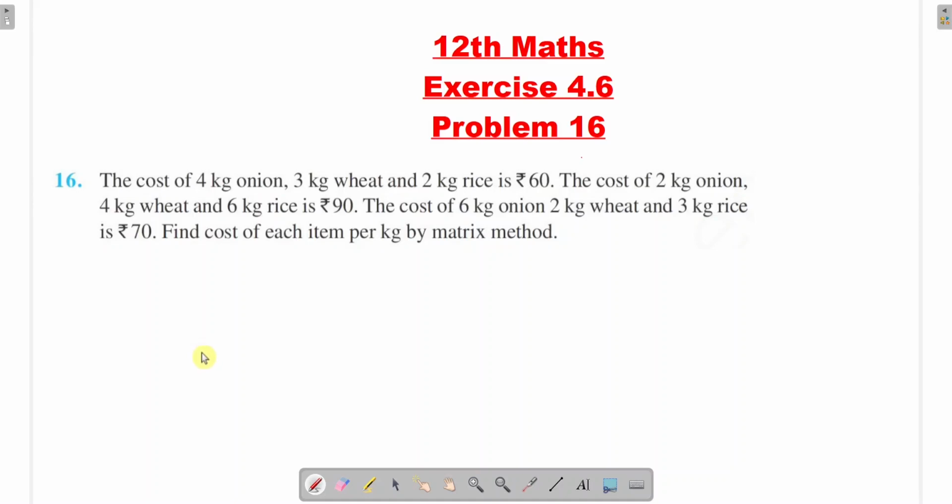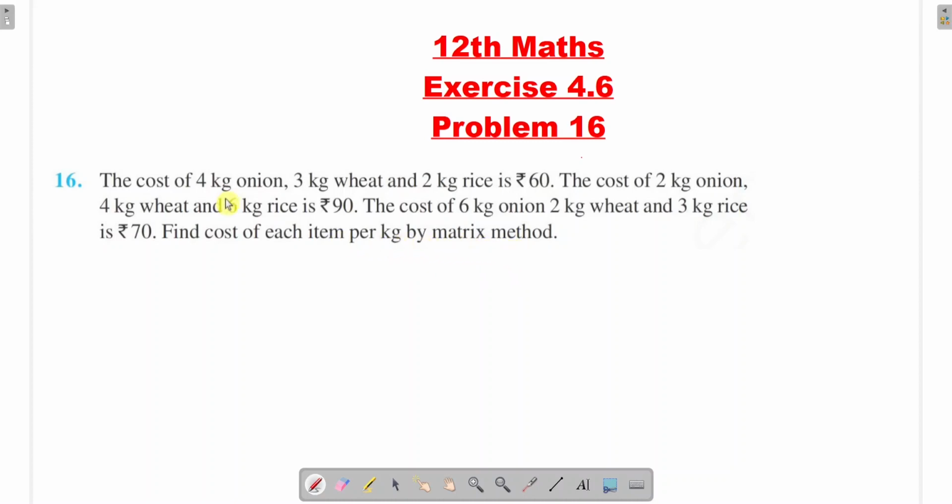In this video we will solve problem 16 of exercise 4.6 of 12th class maths. The problem 16 is given as: the cost of 4 kg onion, 3 kg wheat and 2 kg rice is rupees 60. The cost of 2 kg onion, 4 kg wheat and 6 kg rice is rupees 90. The cost of 6 kg onion, 2 kg wheat and 3 kg rice is rupees 70. Find cost of each item per kg by matrix method.